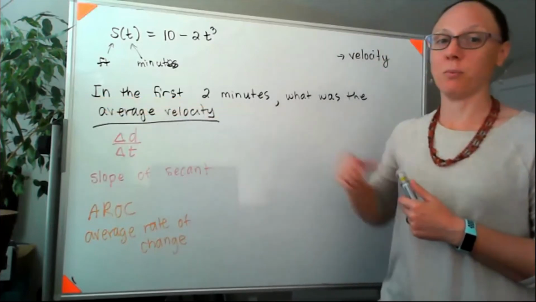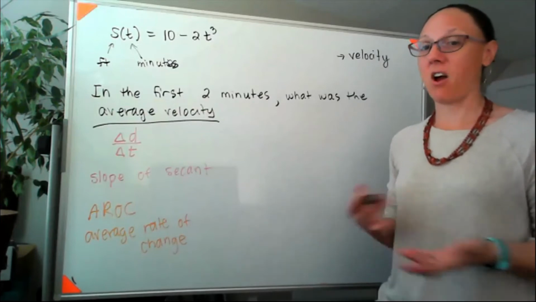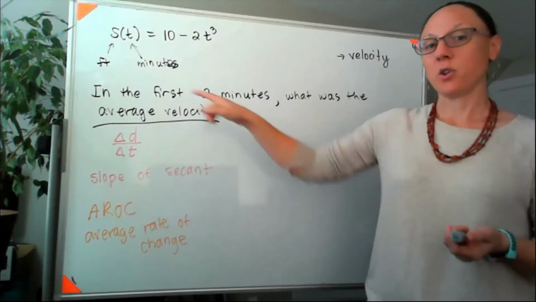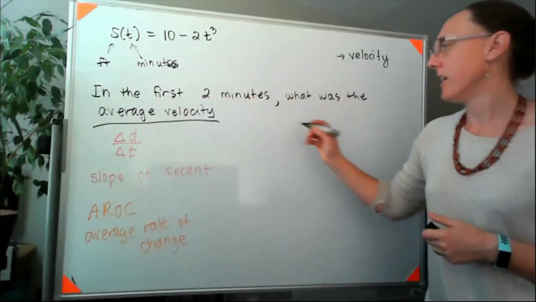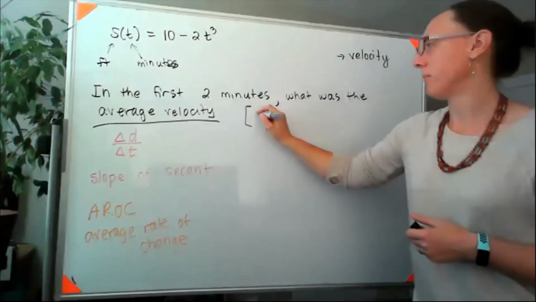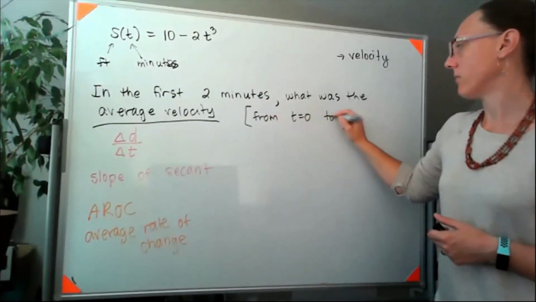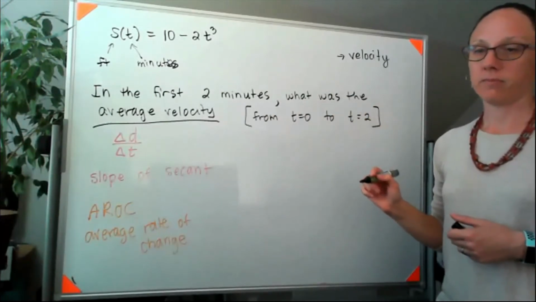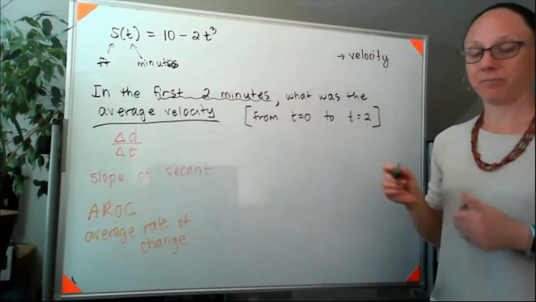In the first 2 minutes. In general, if it's not specified, we're starting our clock at 0. So that question of in the first 2 minutes, what is the average velocity, secretly means from t equals 0 to t equals 2. That's what that first 2 minutes is telling me.